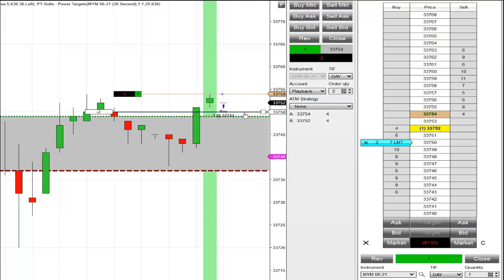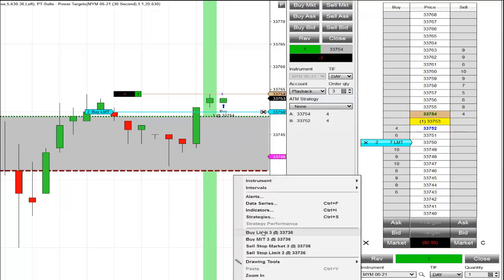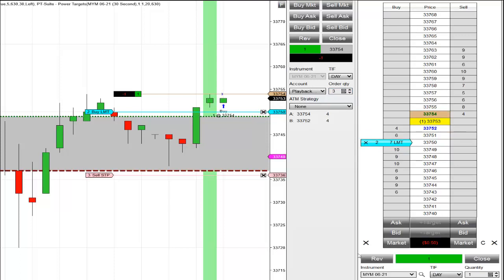Okay, and so we are looking to potentially get filled on a pullback. Now, right away, what we're going to want to do is put a full stop in, a full stop out below the range for all three of those contracts, because if we run down there, we're going to be filled on that second entry as well. So we're going to set that stop.